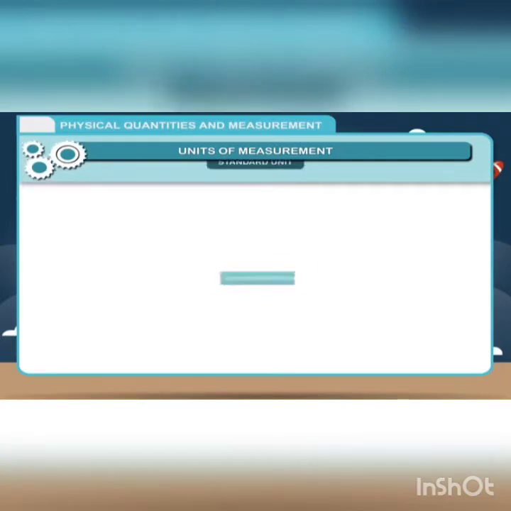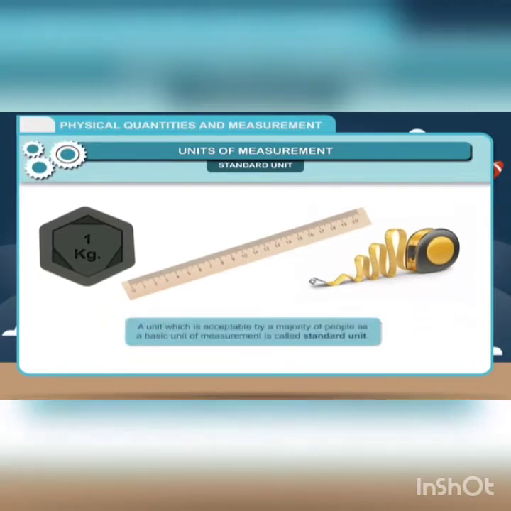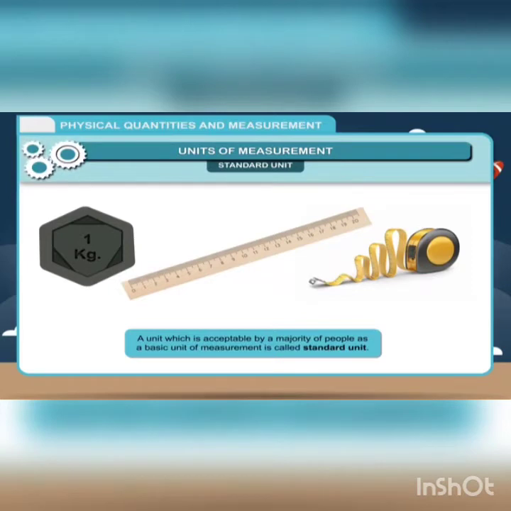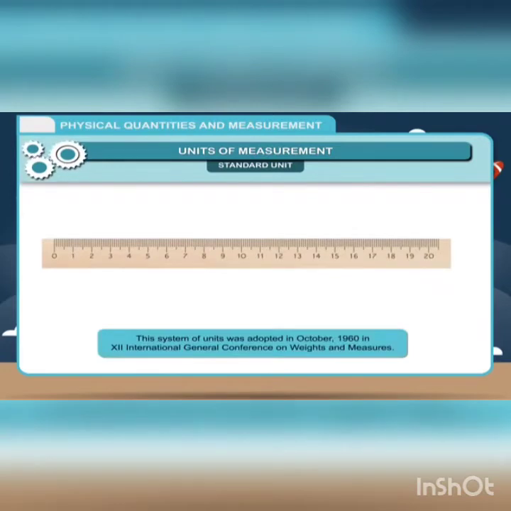Standard unit. To overcome variations in the measurement, the need of a system of standard units was felt. A unit which is acceptable by a majority of people as a basic unit of measurement is called standard unit. The internationally accepted system of units is called SI, Standard International Units. This system of units was adopted in October 1960 in the 12th International General Conference on Weights and Measures.